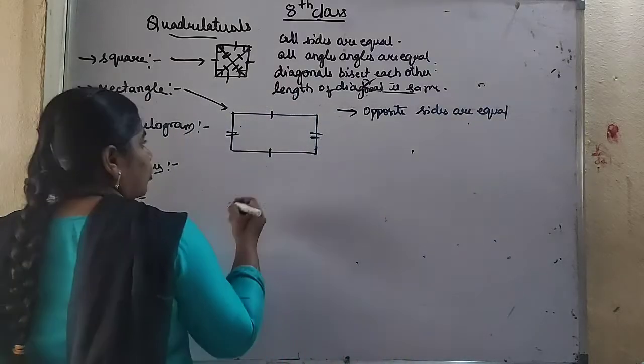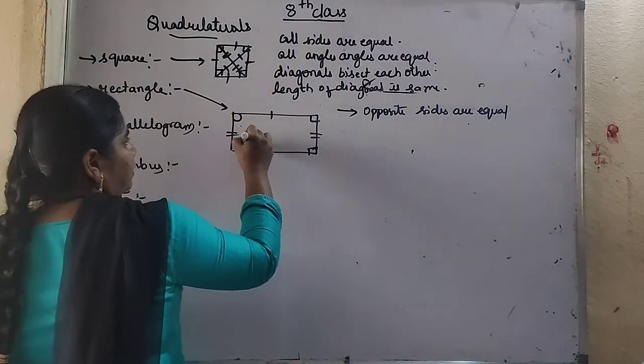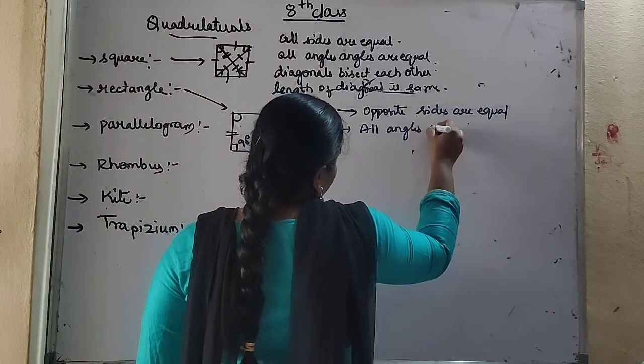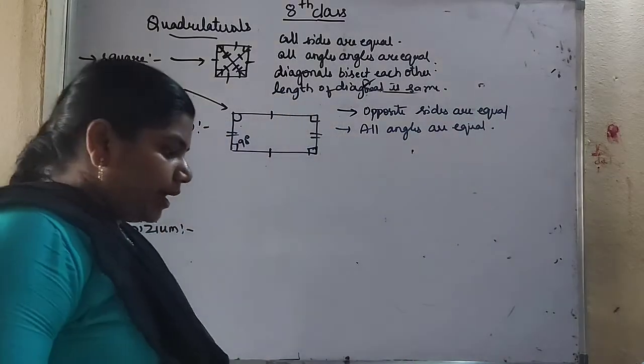And what is the next property? All angles are equal. All angles will be 90 degrees only. So all angles are equal.